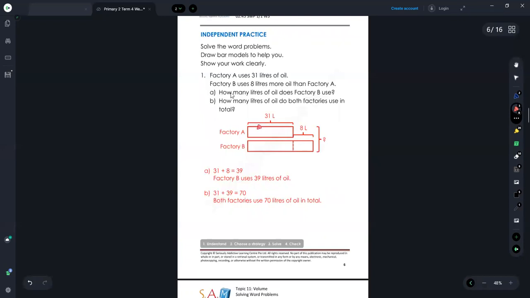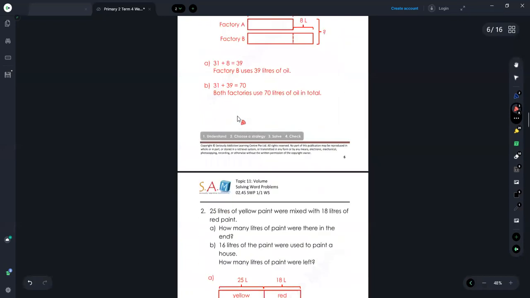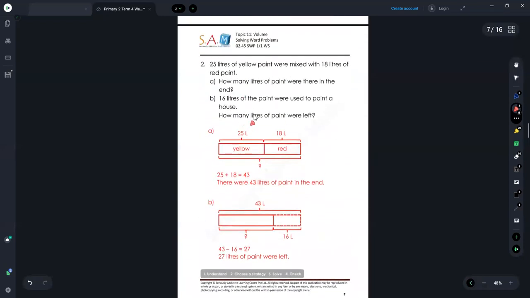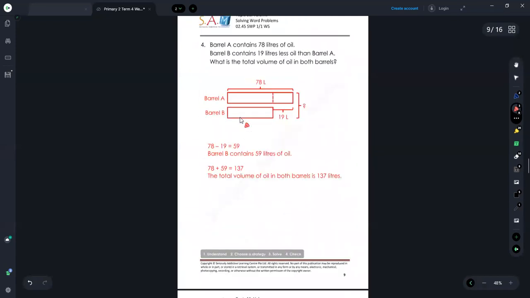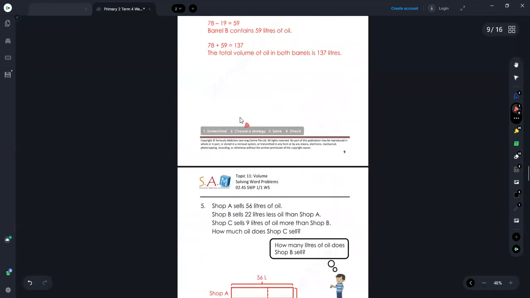Then after that, I would suggest that you try them out, get them to do some questions on their own. Do question 1 on their own. You might want to model question 2 because this is a 2-step problem. Show them how to do it.